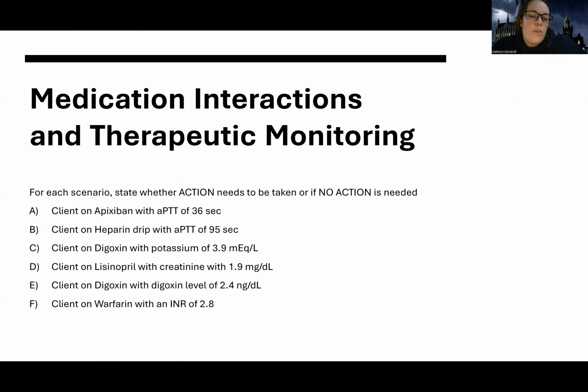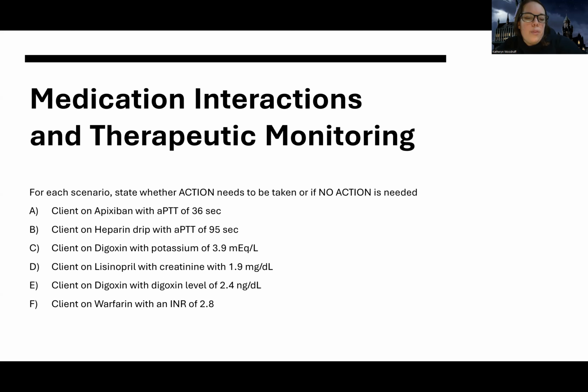B, client on heparin drip with APTT of 95. If I remember correctly, I want the APTT in that middle happy zone, where they're not going to have as high a chance of clotting, but also not so high that they have a high risk of bleeding. That's 46 to 70. So 95 is on the high end. If it's taking 95 seconds to clot, that's longer, so I'm more likely to bleed. It depends on the protocol, but most likely I'm going to hold the drip for a while. I might decrease the dose. I will follow the protocol, but I'm going to need less is the overall picture here.